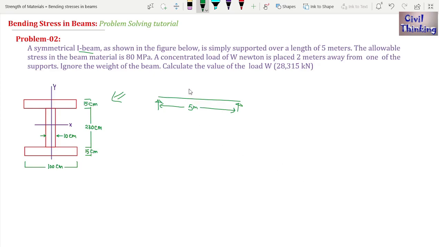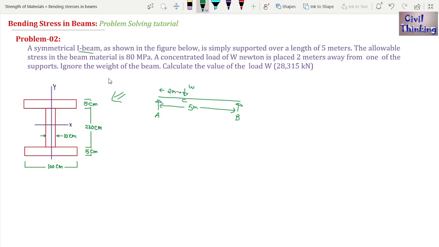Let us say this is a load of W newtons. It is at a distance of 2 meters from the left. Let me say this is A, this is B, and this is point C. It is at a distance of 2 meters from A.